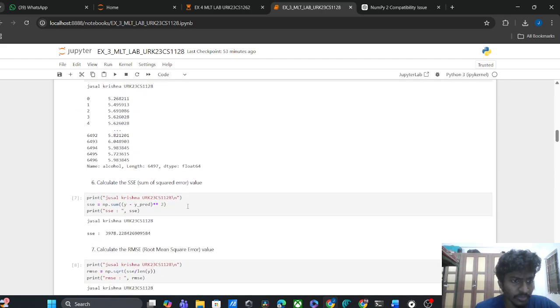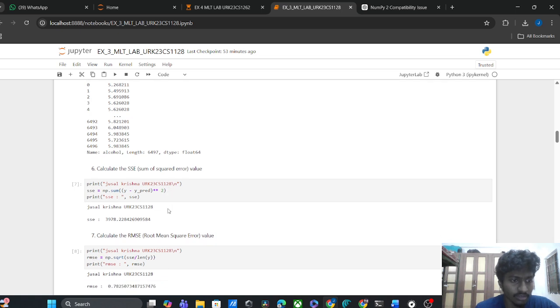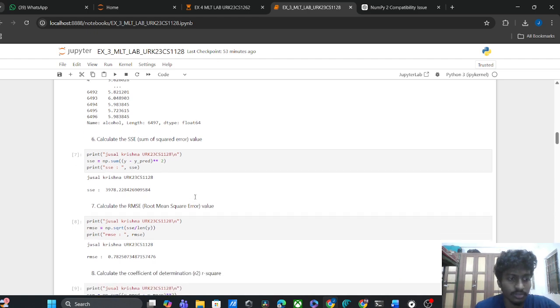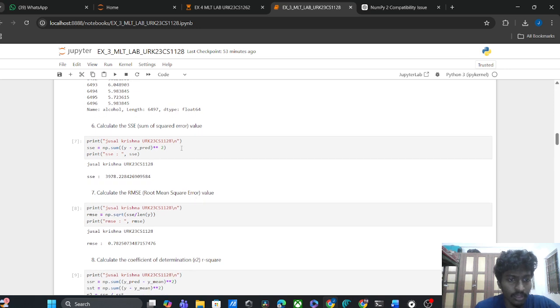Calculate SSE. In this step, we compute SSE, sum of squared errors. SSE measures how far predicted values are from the actual values. This formula is summation of (y minus y prediction) to the power 2.